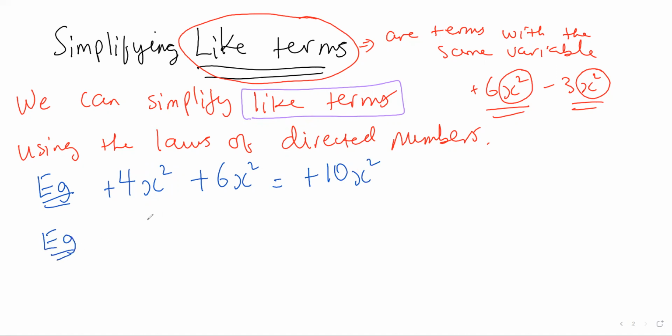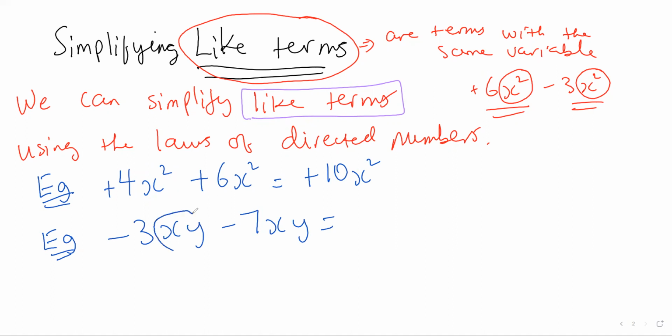Example again here now. Minus 3xy minus 7xy. Right. Are these like terms? Yes, they are like terms. Why are they like terms? Because they carry the same variable.